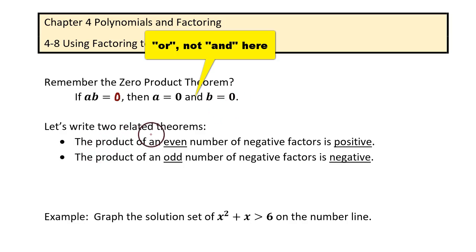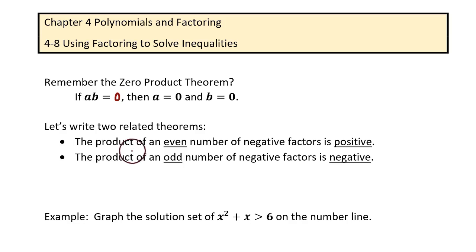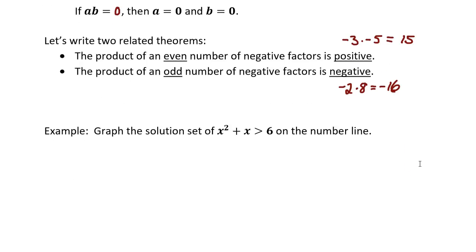Let's write some related theorems to the zero product theorem. The product of an even number of negative factors is positive. For example, -3 times -5 has an even number of negatives, so the answer is positive. The product of an odd number of negative factors is negative. For example, -2 times 8 is equal to -16. There's only one negative, which is an odd amount of negatives. We can use those theorems to solve polynomial inequalities.